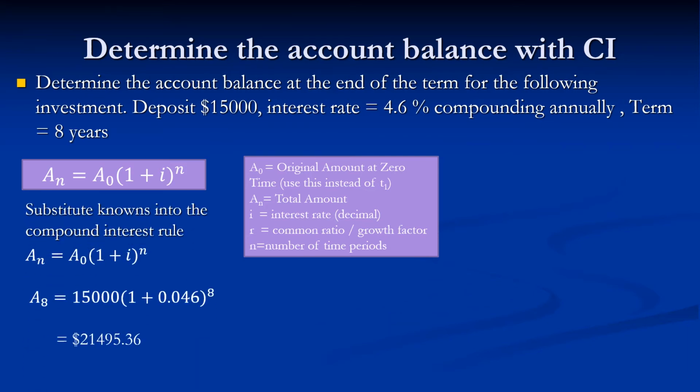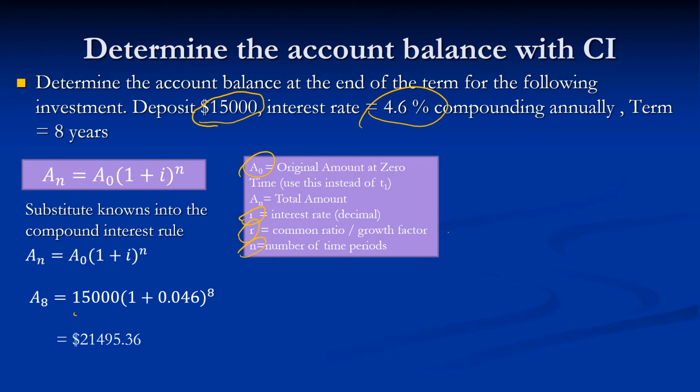So let's figure out what we know. So first number is this, 15,000. That looks like an original amount. The next one is an interest rate. So this looks like an I. We can combine that to make R. We add that to 1 to make an R, so that's fine. And then we've got a term of 8 years. So that's the number of time periods. So we just sub that into our formula now.